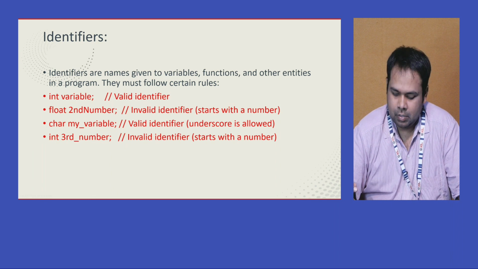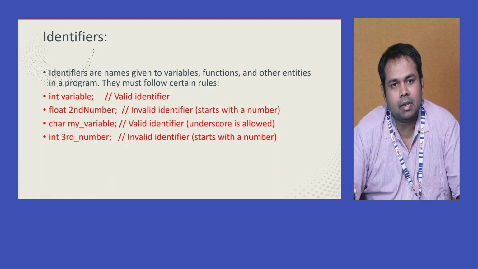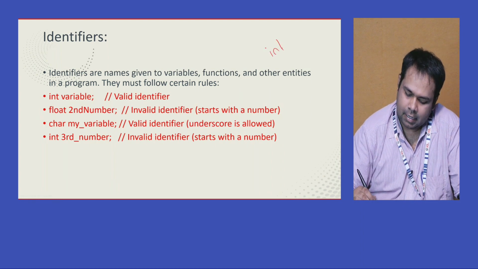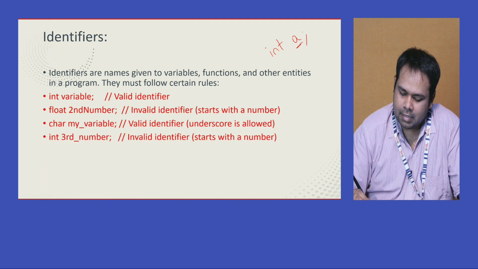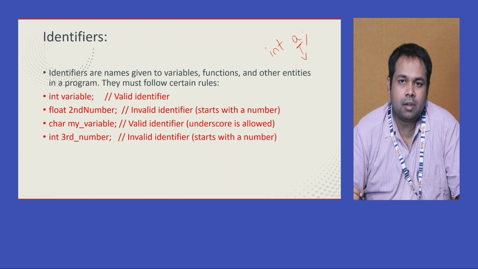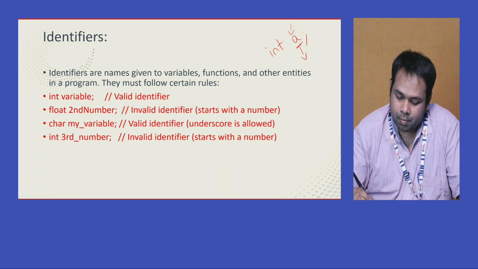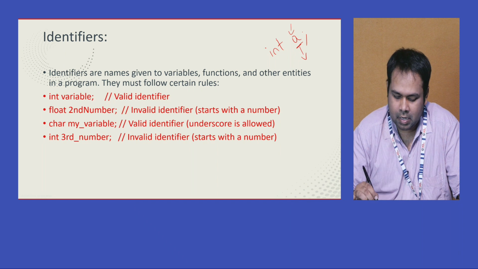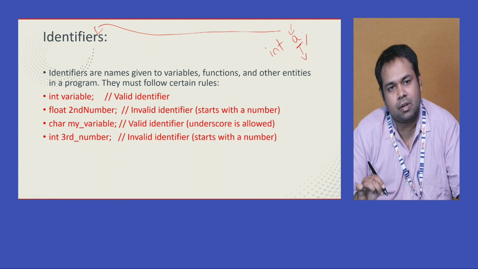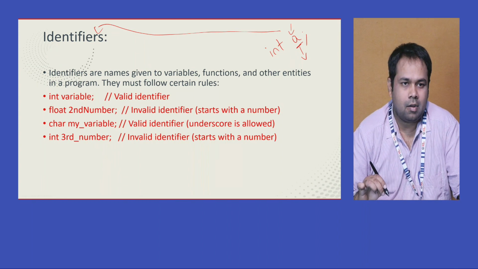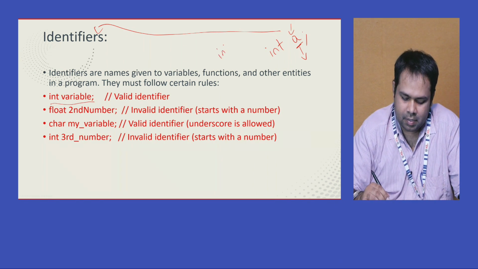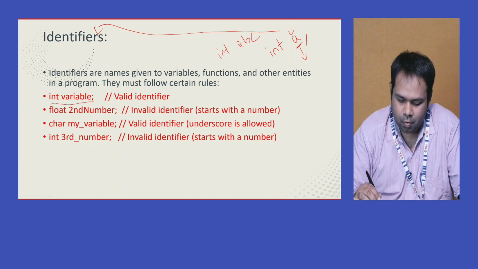Identifiers. Identifiers are something like when we write variables, such as int a. A is a variable. What name should be given for that variable? There are certain rules available for naming a variable. Variable naming is nothing but an identifier, and an identifier has certain rules. The rules are like this. You can write int variable, you can write int abc, that is okay.